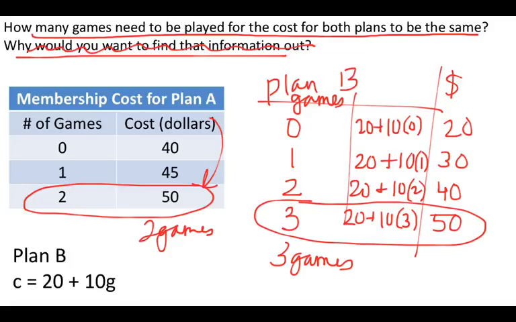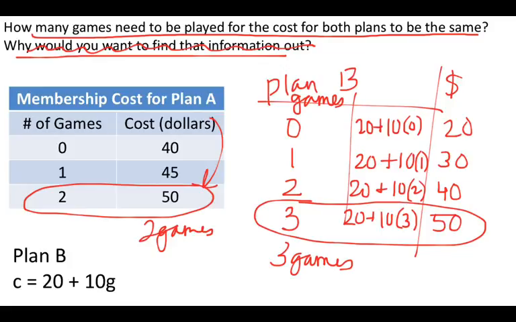Why would you want to find this out? Here's why you'd want to find that information out. Once you start spending your own money, and some of you already do, this is really going to matter because if you like playing laser tag and you want to buy the membership, you're going to have to decide, well, if I only play 2 games for the month, plan B is a better choice because it's only going to cost me $40. Plan A, I'd have to spend $50 to get 2 games.